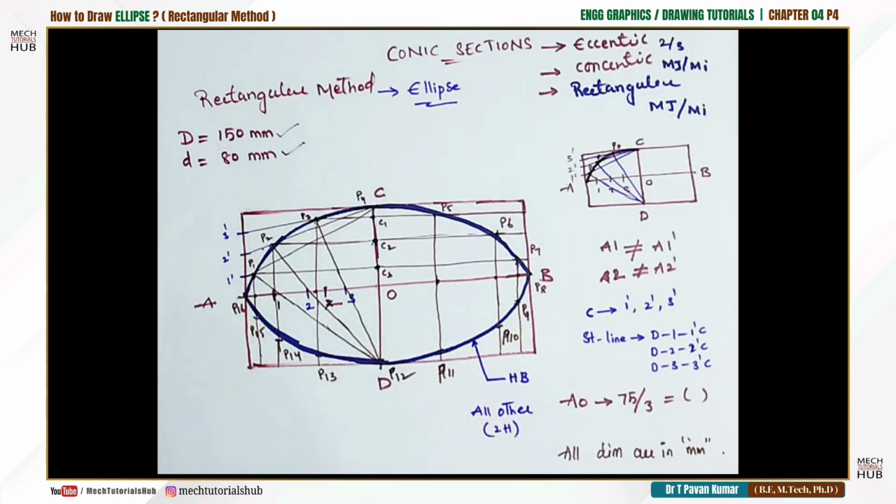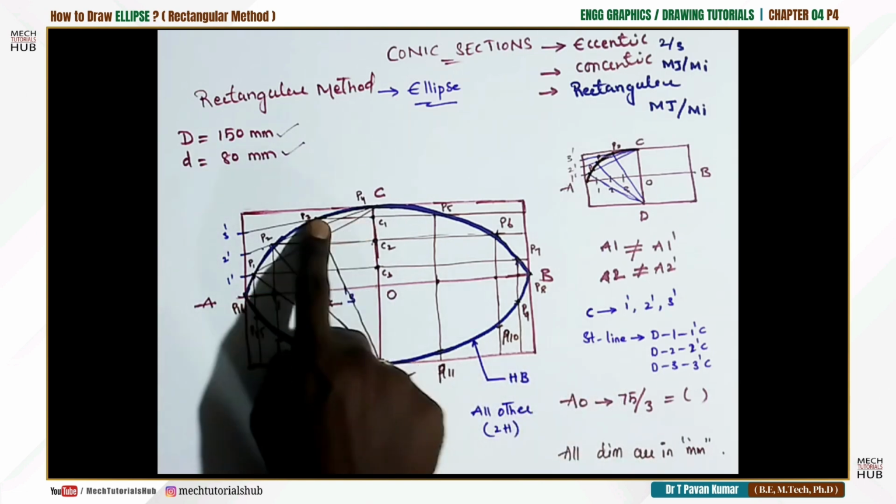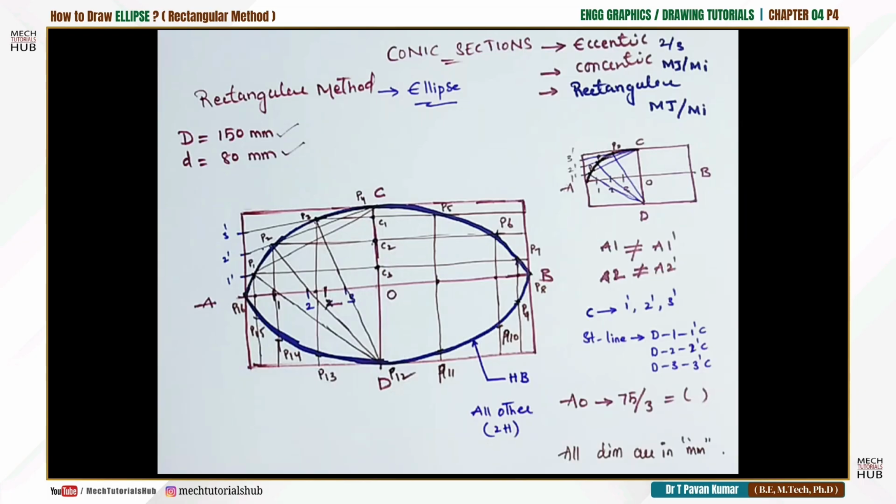This method is called the rectangular method. In some cases they may ask you to draw an ellipse by using the rectangular method. In such case, you need to draw this, followed by few construction steps if you feel comfortable, if you have time in the examination. Construction steps in the sense, what is the center you are going to maintain, what is the radius you are going to take, that is also important.